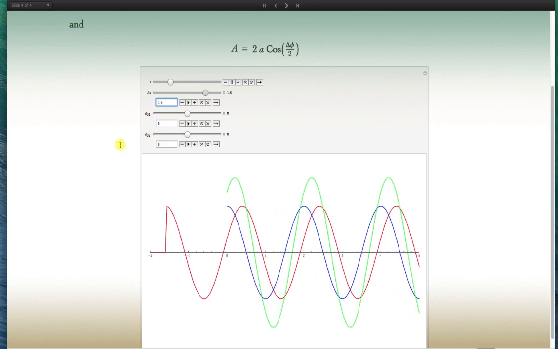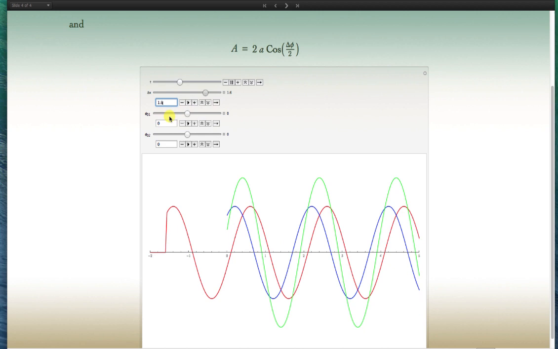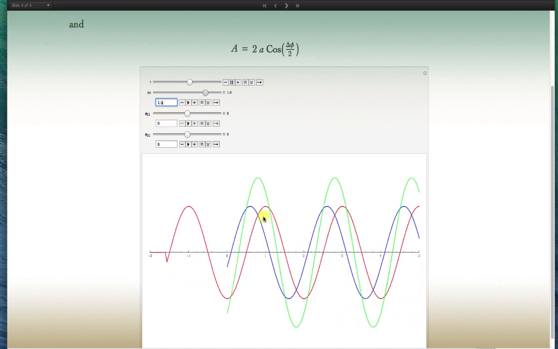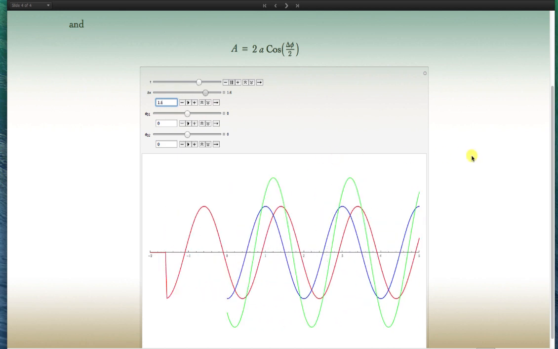So definitely, download the CDF file for this. You can play with these sliders and see how changing phase constants and changing distance between the sources affects the nature of the interference, whether it's constructive or destructive or somewhere in between.